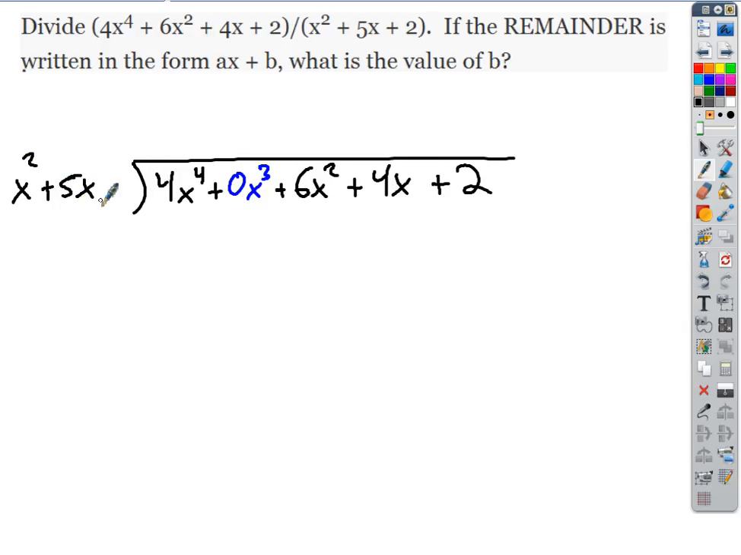Okay, so what's the first term in the polynomial part of my answer? x squared times what is 4x to the 4th? In other words, 4x squared. If I just said 4x to the 4th divided by x squared, well, x to the 4th over x squared is just x squared, right? Either way you want to think about it.